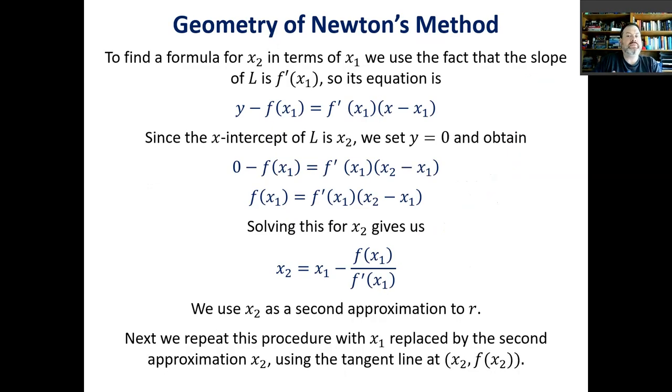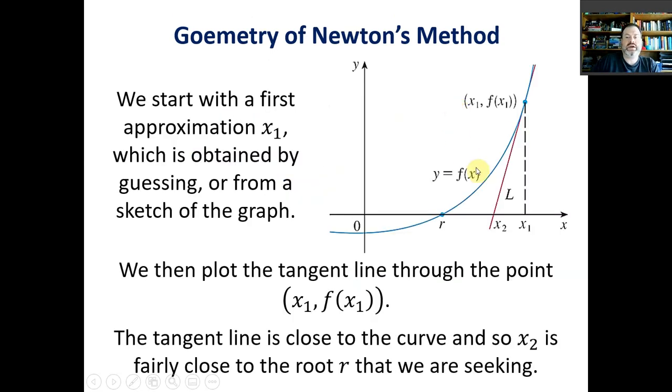Now to find the formula, we use the fact that the slope of L, the slope of the line, is the derivative f prime at x1. So its equation using point slope form is just y minus f of x1 is f prime of x1 times x minus x1. So this is the slope, this is the y1, and this is x minus x1, right? So you can see it here. Here's x1. You can call this y1 if you want. It's no big deal.